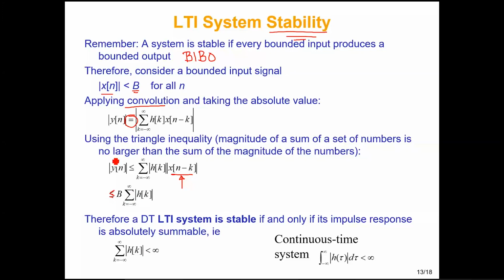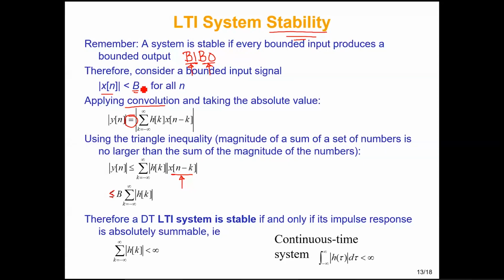That means your y of n, or output, will also be less than infinity, or in other words, you will have a bounded output. Let me repeat it again. What we did was we wanted to see whether our system is bounded input, bounded output. We put a limit on our input. We are going to ensure that all our inputs are bounded and never going to exceed an upper limit b, some constant b.